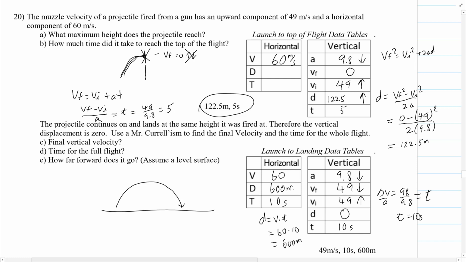So let's see what the questions ask for. What is the final vertical velocity? It's 49. The time for the full flight, that was 10 seconds. And how far did it go horizontally? 600 meters.